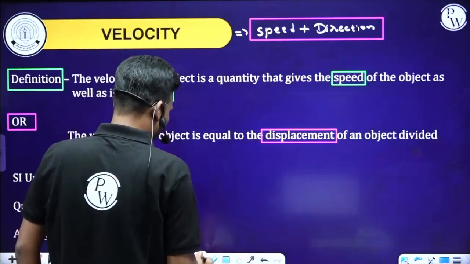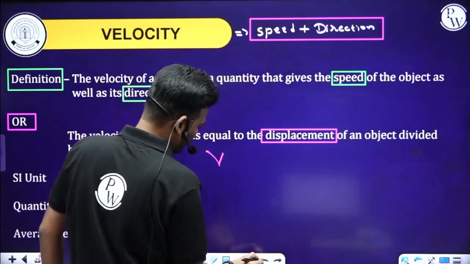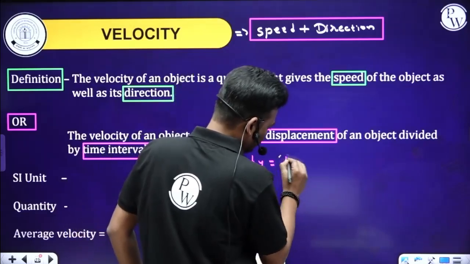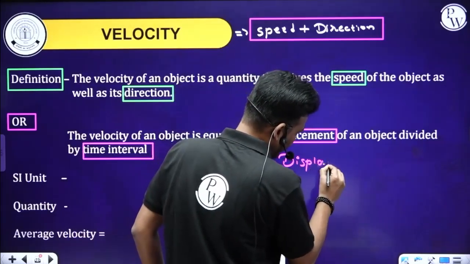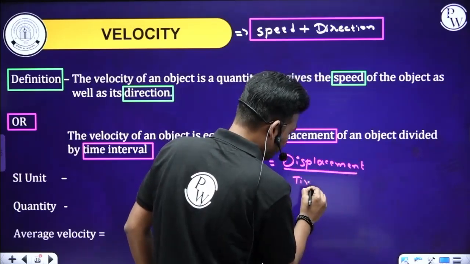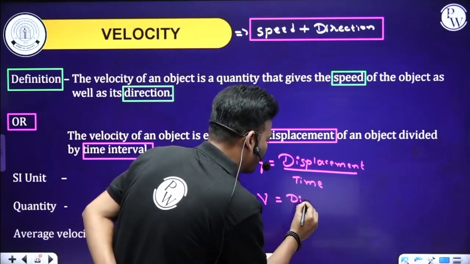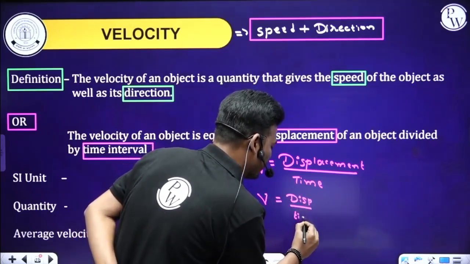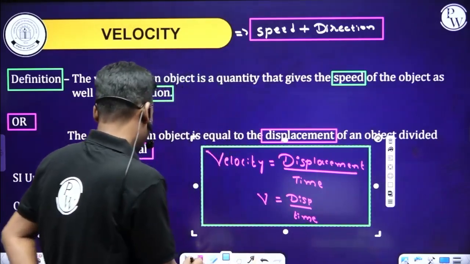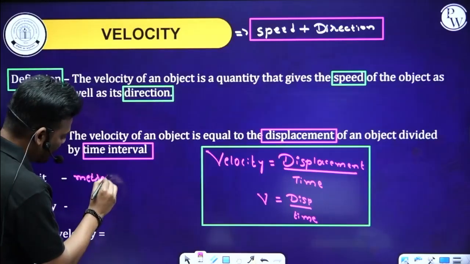Okay. Now formula wise, velocity equals to, so words only I'll write, velocity equals to displacement divided by time. Simple. Okay. Or else you can write V equals to, short form, displacement divided by time. This is also you can express the formula. Okay, this is the formula. Then what is the SI unit? Simple, same, meter per second.